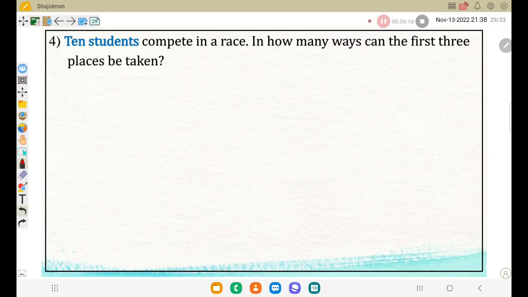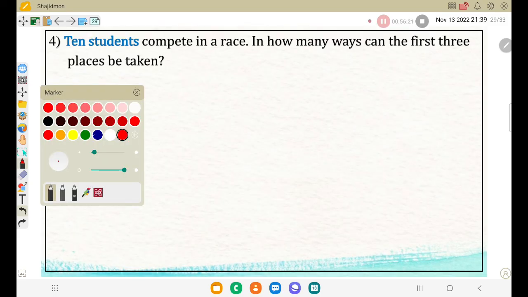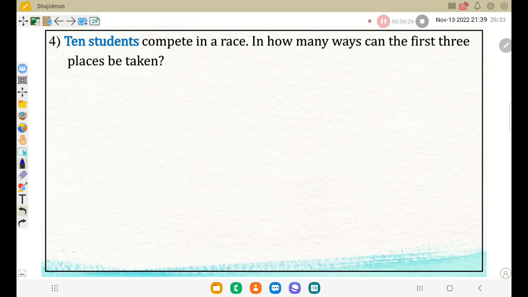Okay, now let me go to the fourth question. Question number 4. You can read the question. 10 students compete in a race. How many students? 10 students are there. Sorry, they are competing in a race, participating in a running competition. In how many ways can the first 3 places be taken? First place, second place, third place. These are the first 3 places, correct?